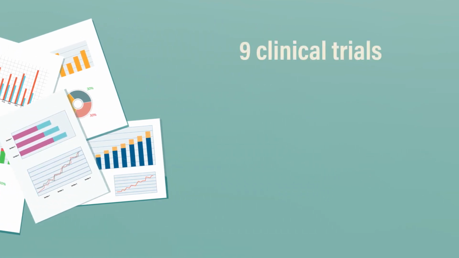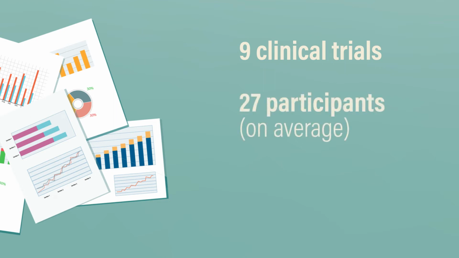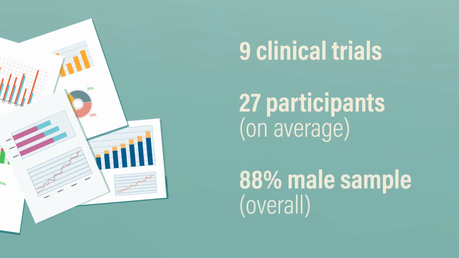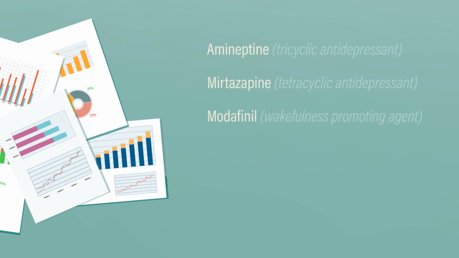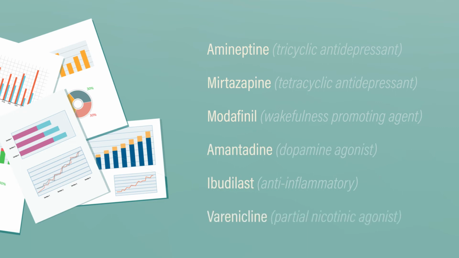We found 9 gold standard randomized clinical trials, which randomly allocated participants to a medication or an identical placebo. They included an average of 27 participants per study, and 88% were male. The remaining participants were reported female or not recorded. The 6 medications examined in these trials were amineptine, mirtazapine, modafinil, amantadine, ibudilast, and varenicline.